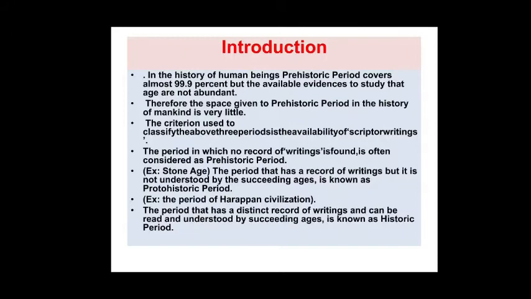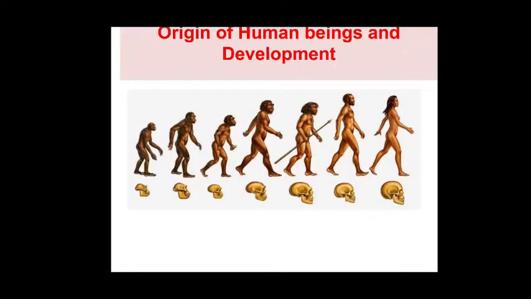For example, the Stone Age. The succeeding ages are known as the protohistoric period, for example the Harappa civilization and Mohenjo-daro civilization. These are two Indian civilizations, a succeeding age where some sources are available. The period that has a distinct record of writings that can be read and understood by succeeding ages, with all the writing records and sources, is known as the historic period.